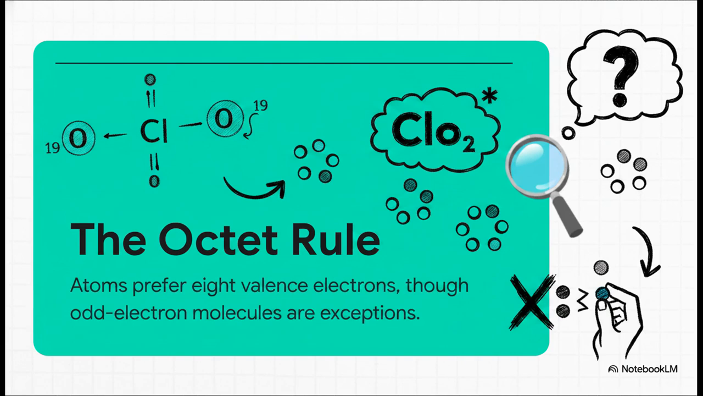But why? Well, it all comes down to the math. It contains an odd number of total valence electrons. Chlorine brings 7 to the table, and the 2 oxygens bring 6 each, giving us a grand total of 19 valence electrons. And you simply cannot pair up 19 electrons to give every single atom a perfect octet of 8. It's impossible. There's always going to be a radical, a single, lonely, unpaired electron left over. Chemistry loves a good exception to the rule.